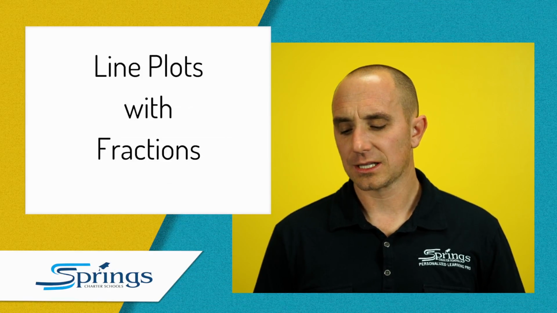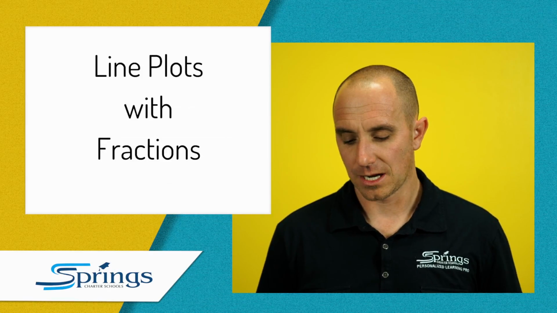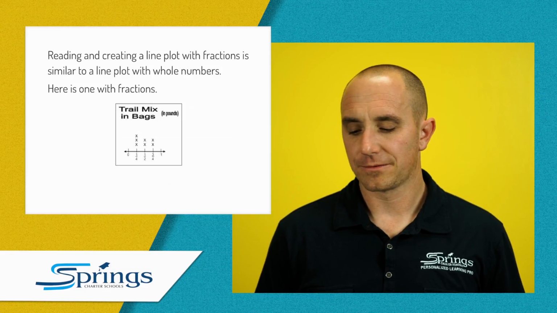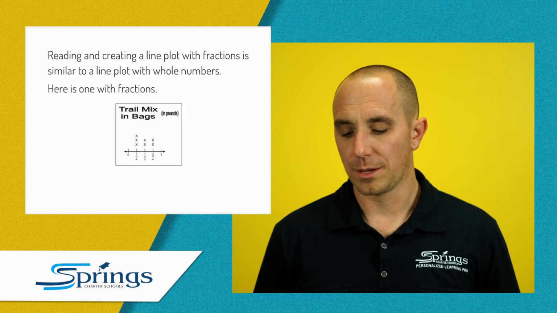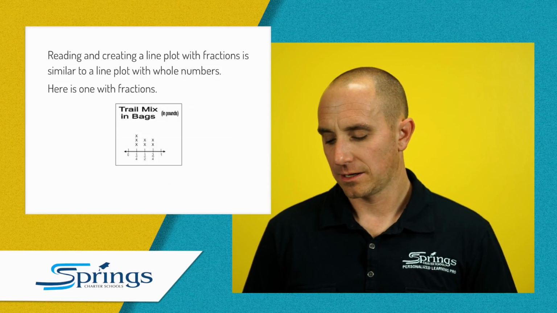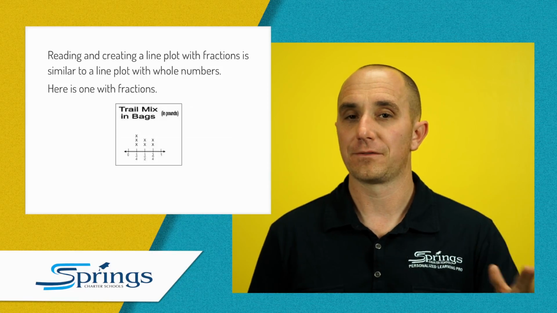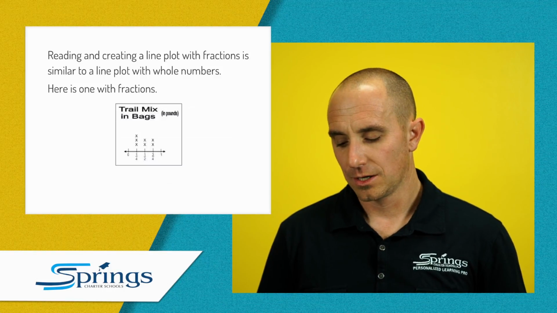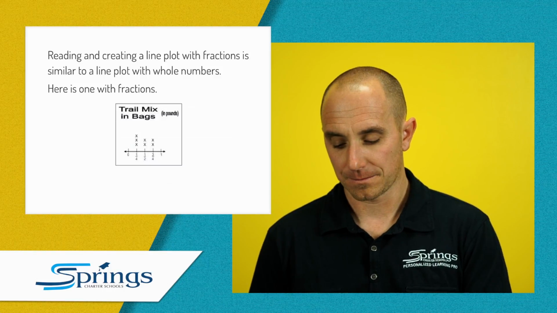Okay, so now let's talk line plots with fractions. Reading and creating a line plot with fractions is similar to a line plot with whole numbers. So here's one with fractions. We're back to our idea of trail mix bags. So you have my line plot from 0 to 1, and then you have your fractional increments in between. So you have a fourth, a half, and 3/4.